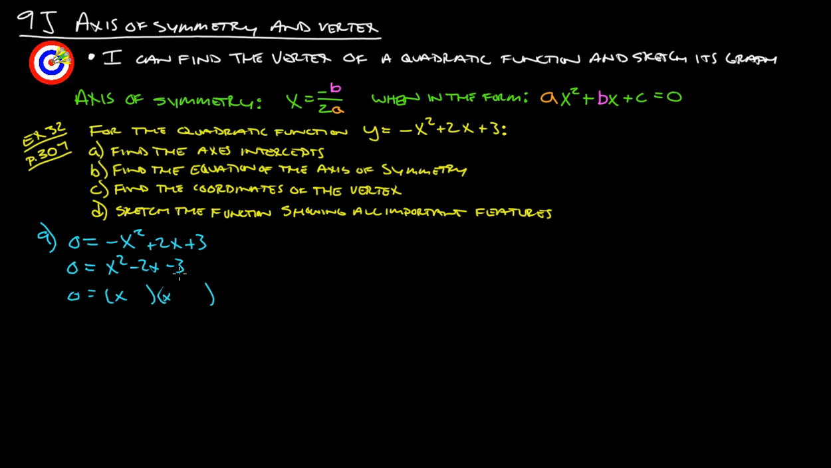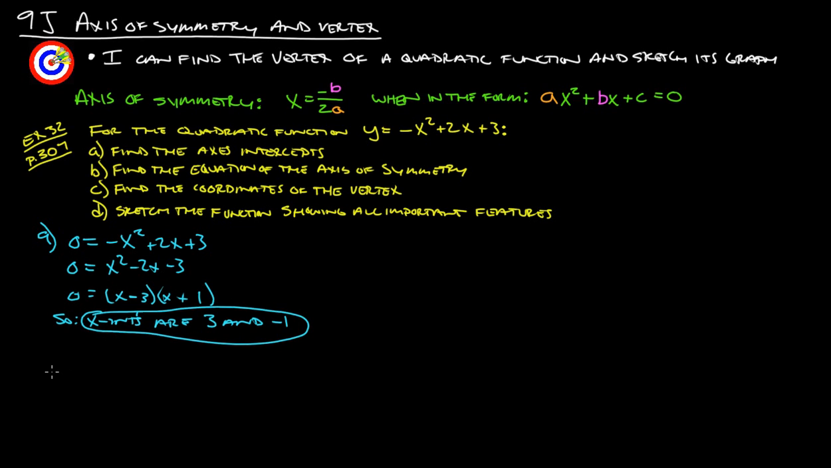So we get the factors of 3 that have a difference of 2 would be 3 and 1, right? This sign always goes with the bigger of the two factors. This sign tells us that the signs are opposite. So the x-intercepts are 3 minus 3 gives us 0, and negative 1 plus 1 gives us 0 as well. Okay, so here we go. X-intercepts are 3 and negative 1.